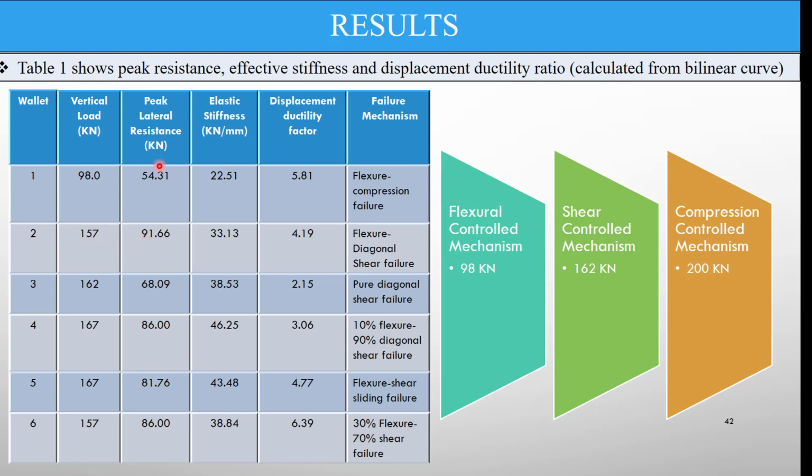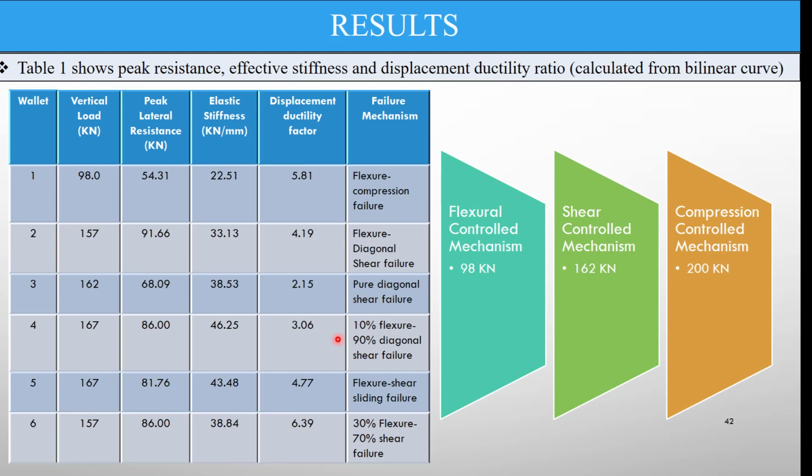But peak lateral resistance also depends upon the failure mechanism. If we see number 3, which failed in pure diagonal shear failure, it has a lesser peak lateral resistance and lower displacement ductility factor, as can be seen in the literature as well. It also has a lower elastic stiffness due to diagonal shear failure. Similarly, if we compare these two columns together, we can see that flexure-controlled specimens have a higher displacement ductility as compared to shear.